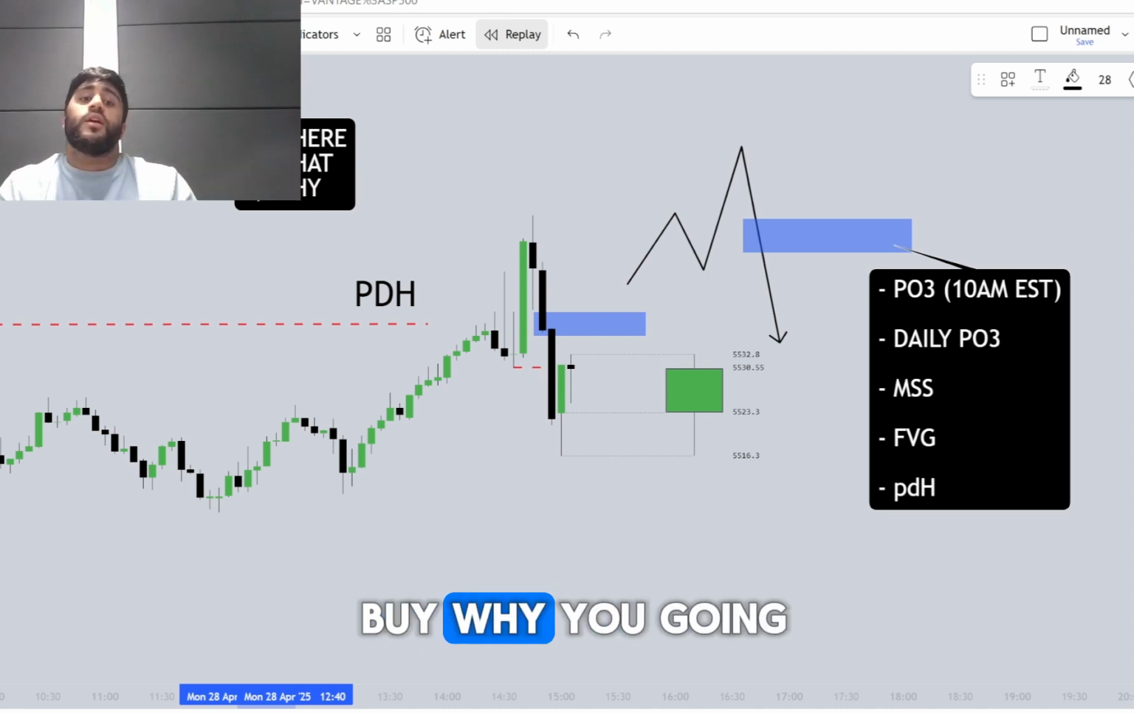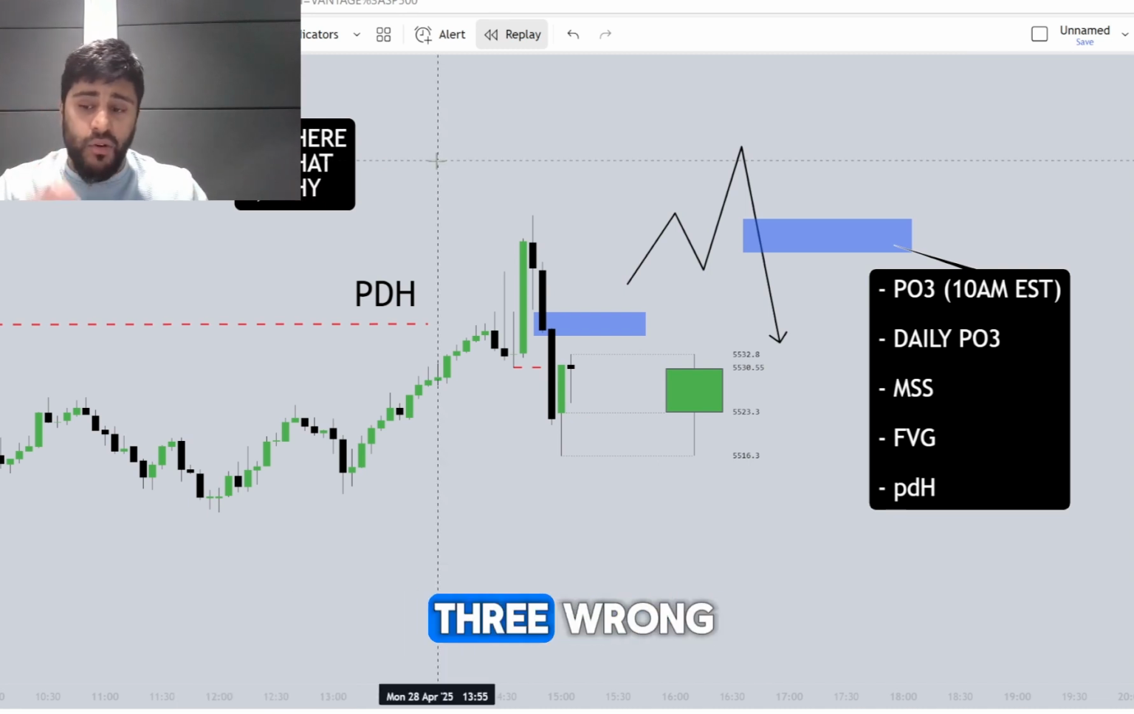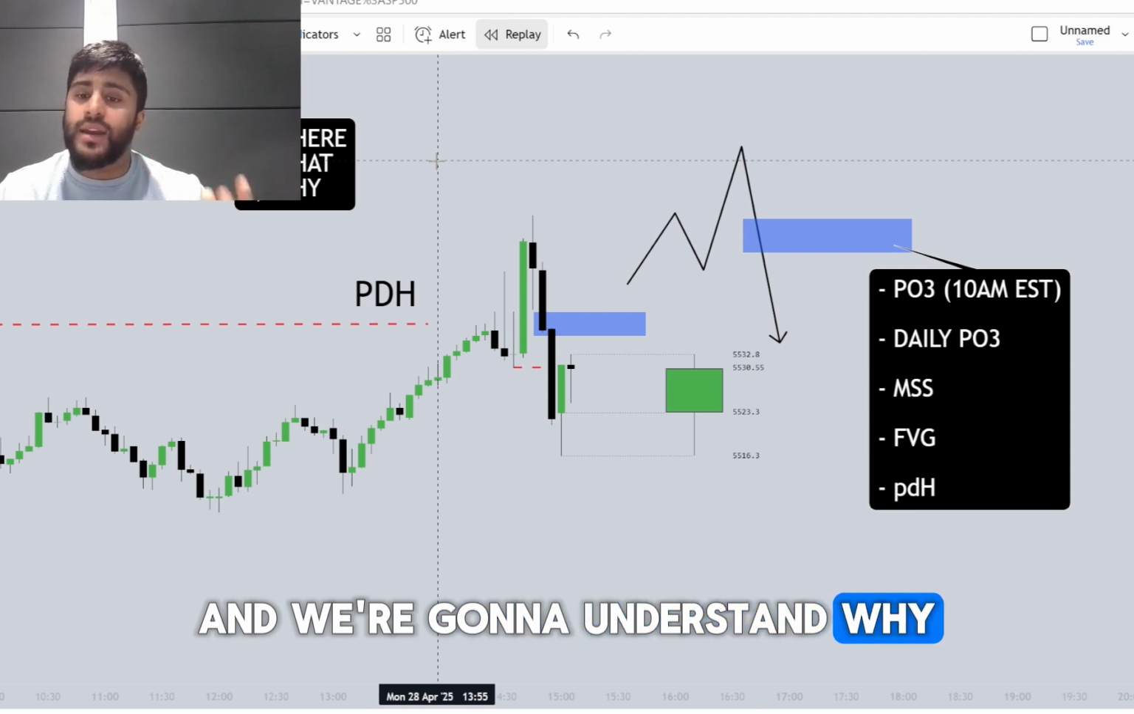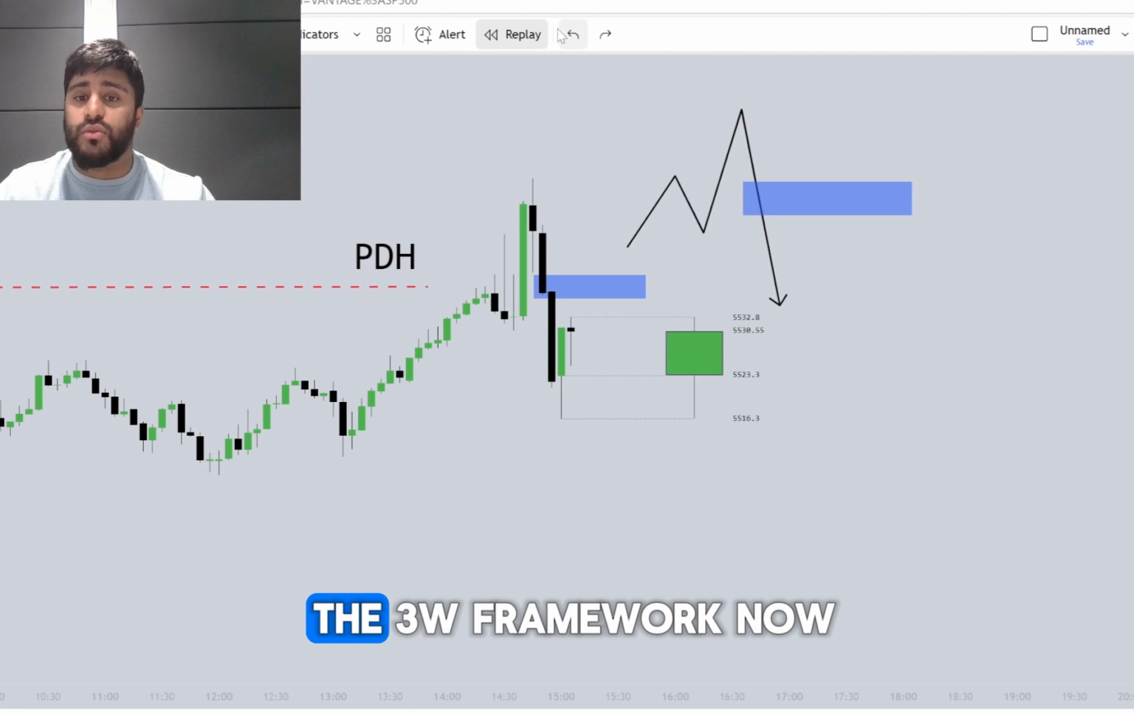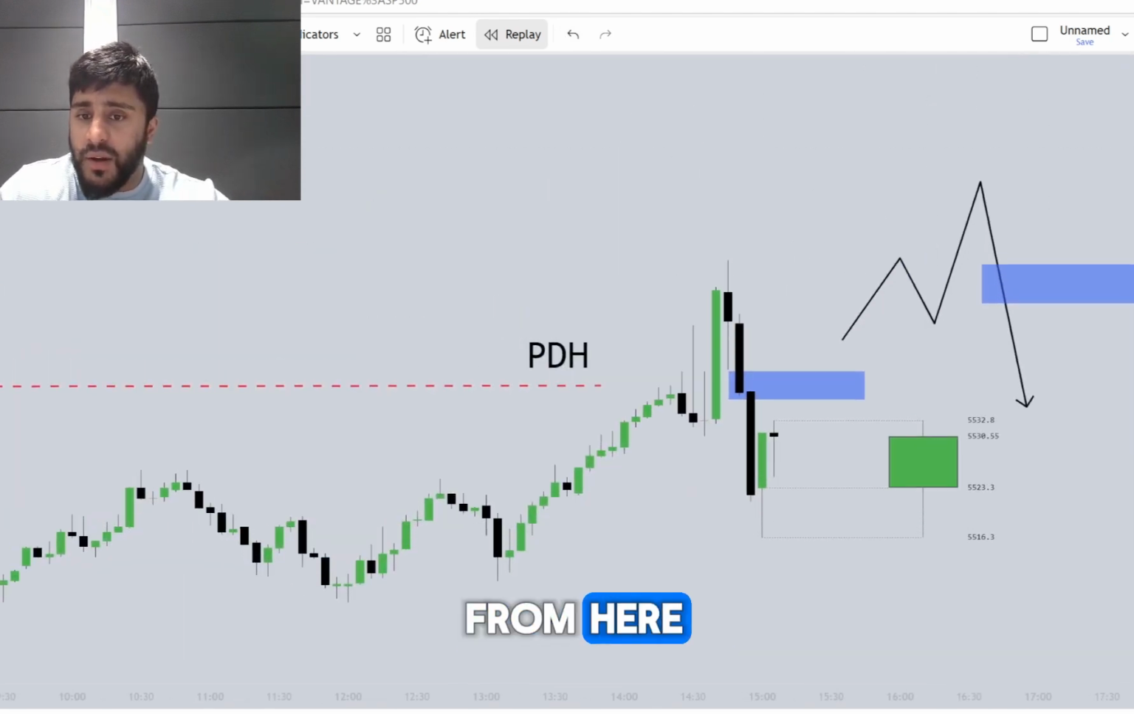Why are you going to buy? Why are you going to sell, right? Most traders get number 3 wrong, and we're going to understand why number 3 needs to be spot on. So this is the 3W framework, I call it, right? The 3W framework. Now from here, what's going on in price?